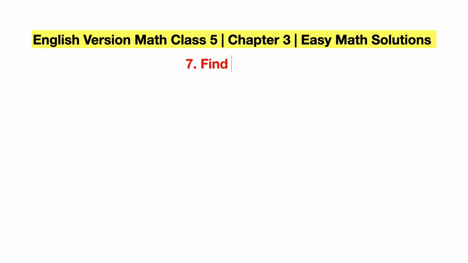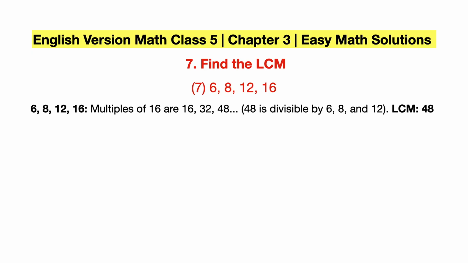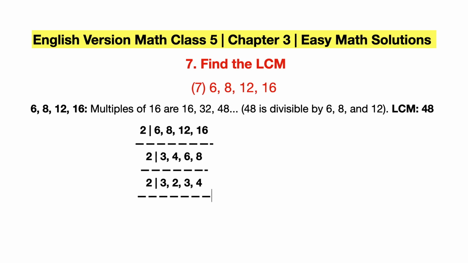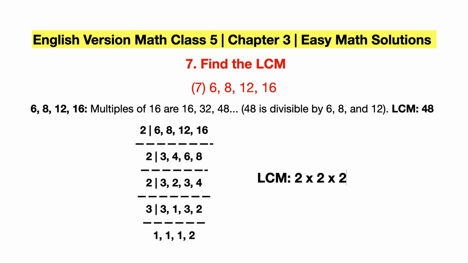Number 7, another one: 6, 8, 12, 16. 6, 8, 12 are multiples of 16. 16, 32 and 48. 48 is the common multiple. We can check another way. So LCM equals 2 into 2 into 2 into 2 into 3 equals 48.